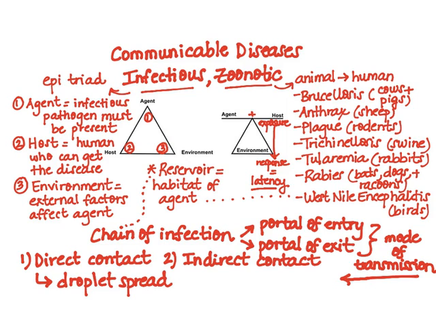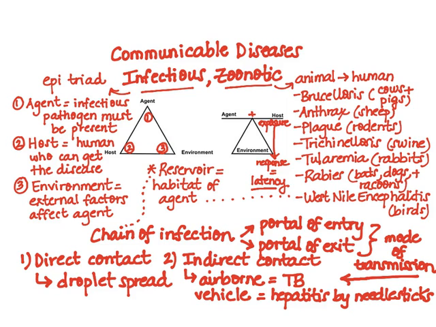Whereas indirect transmission refers to the transfer of an infectious agent from a reservoir to a host by suspended air particles, this is known as airborne, inanimate objects, this is known as vehicle-borne, or animate intermediaries, this is known as vector-borne, with examples given within each category. Airborne being TB, vehicle being hepatitis by needle sticks, vector being malaria, and droplet spread being pneumonia.